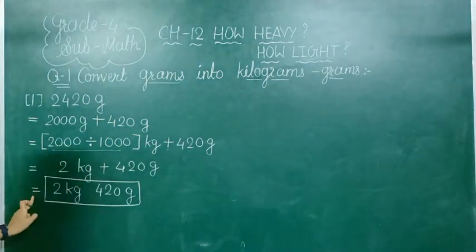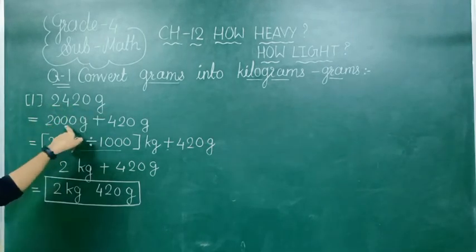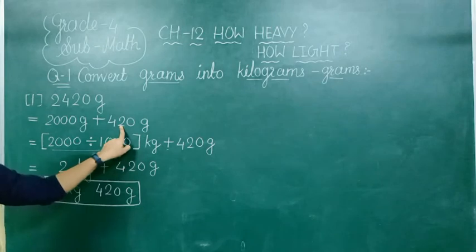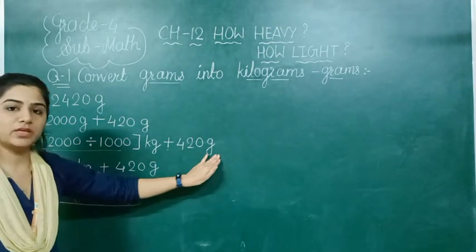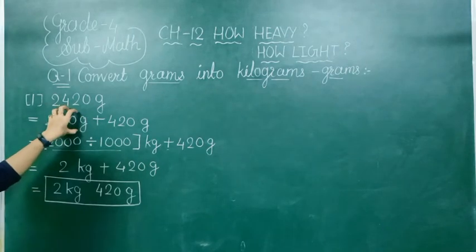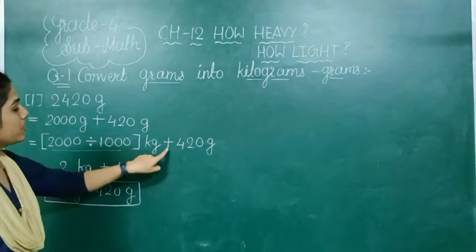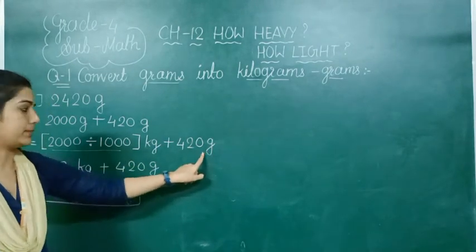See, step by step you have to write like this way only, in this format. First we are bifurcating these numbers, means 2000 gram and 420 gram. After that we want our answer in kilogram and gram both. So first 2000 gram we will convert into kilogram, that we have done. Plus this 420 we will put the same, means we will copy the same.